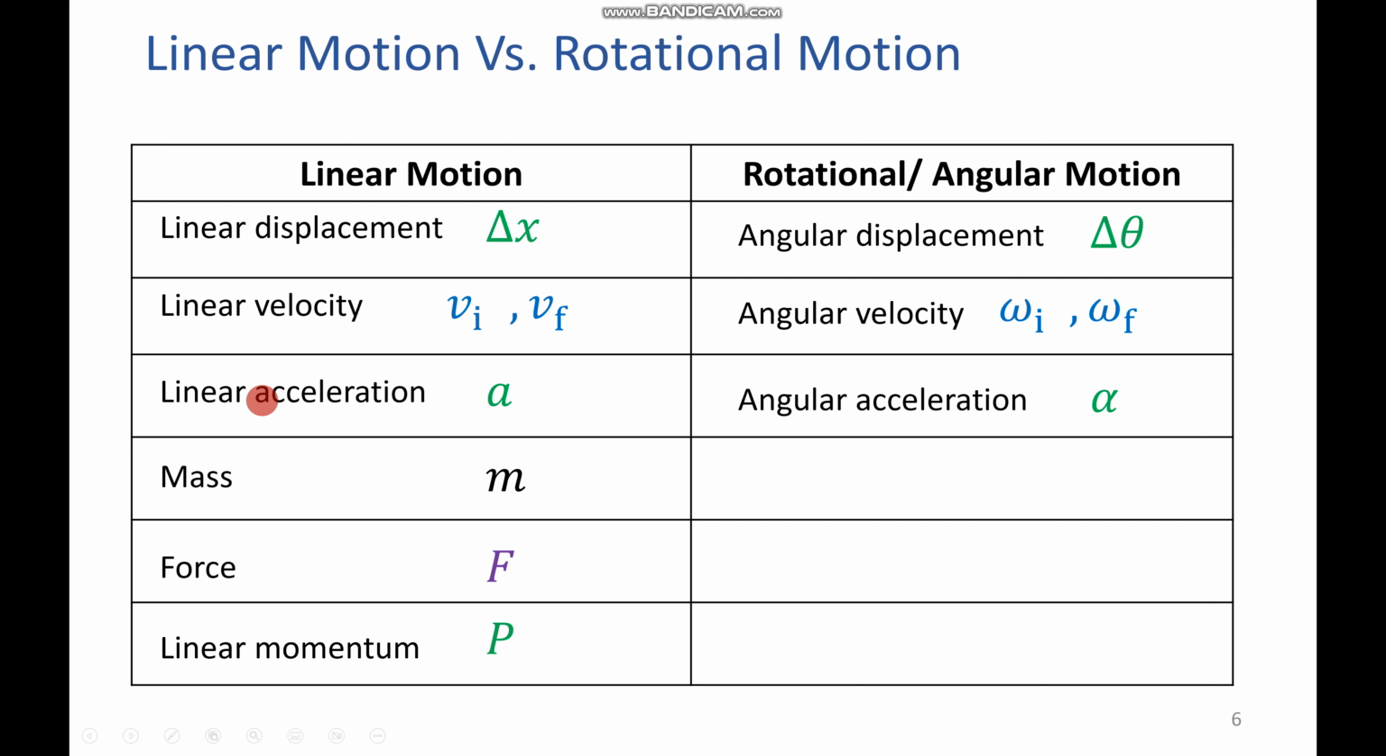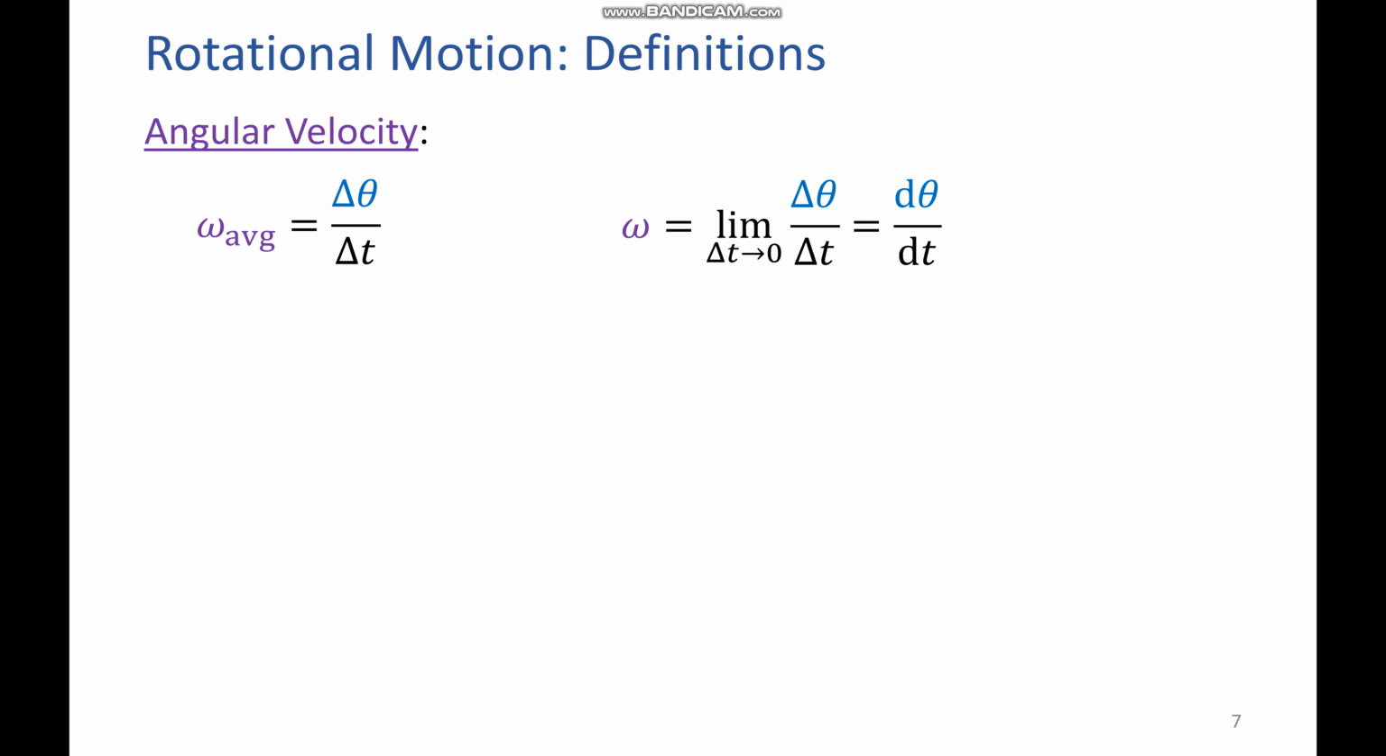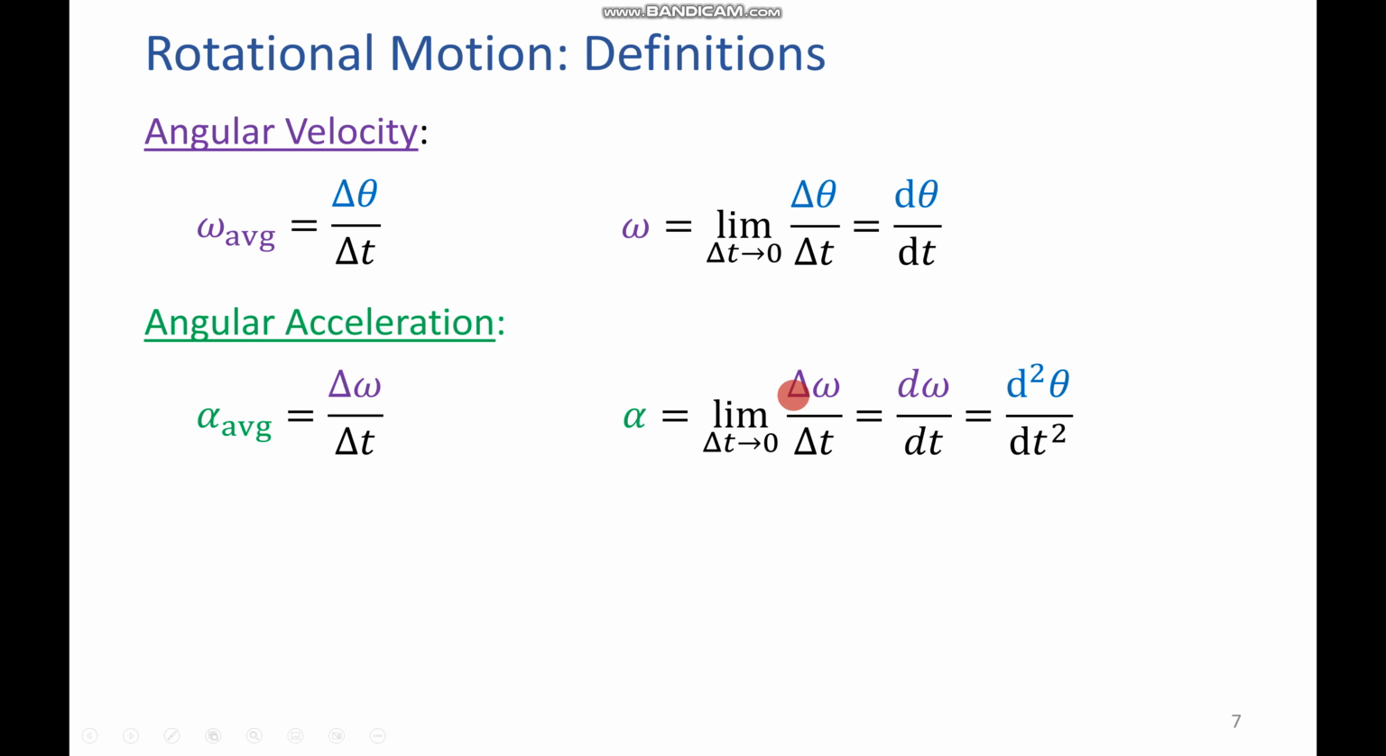So now we can start filling in our chart on the right-hand side. Again, for angular displacement we've got our delta theta, we've got omega initial and omega final for angular velocity, and then alpha for angular acceleration. Let's define these mathematically real quick. We've got angular velocity with our change in theta over change in t for the average, and the same thing over here for our instantaneous angular velocity. And then, just like a pattern, same thing down here for angular acceleration.